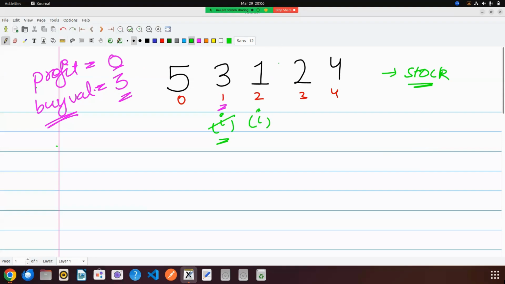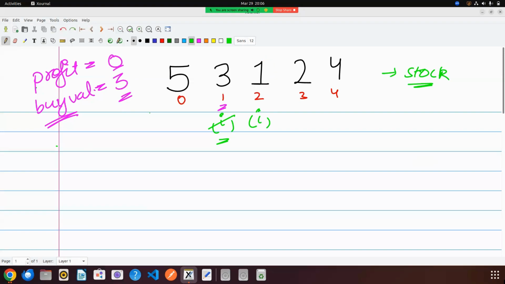Okay, on this day, again, we have to do 2 tasks. First, we have to calculate the profit which we can achieve till now, and then we should check whether we should update this buy value or not. Okay, the profit we can achieve if I sell it on this day is what?